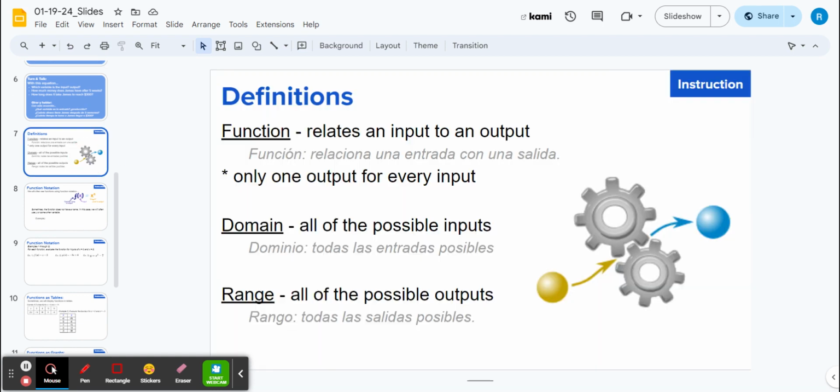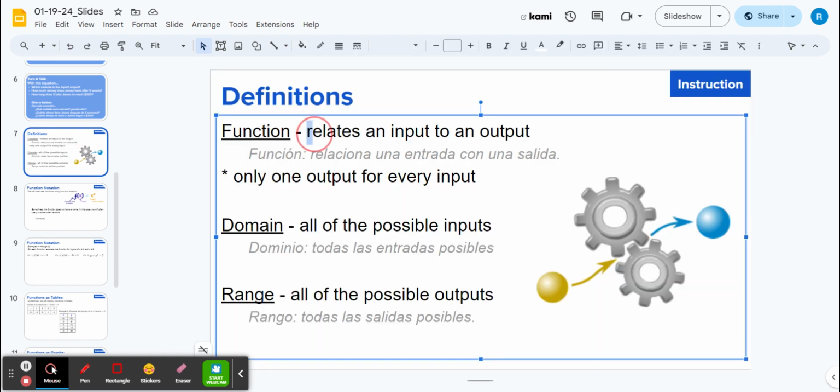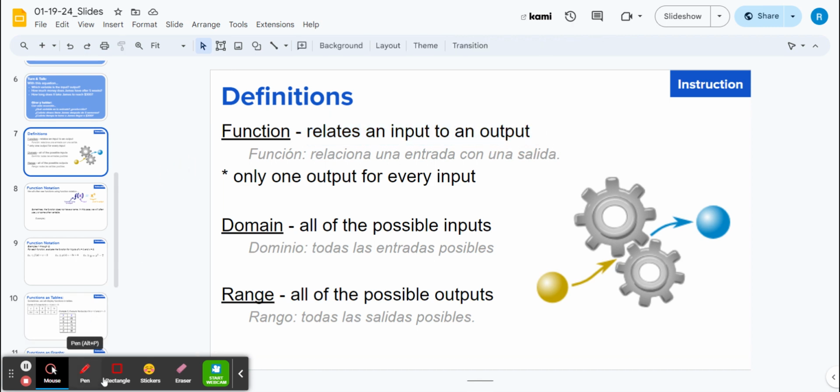And functions, generally speaking, and we can start getting this down in our note sheets, they're going to relate an input to an output. If I put something into my function, like this yellow ball here, I'm going to get something different out of my function, like this blue ball here. These can be a variety of things.